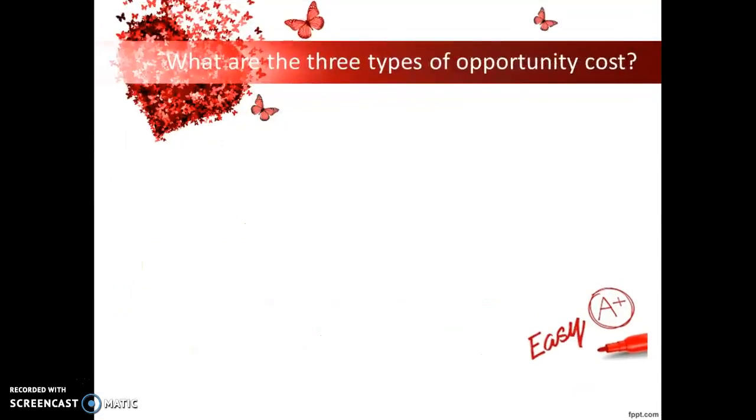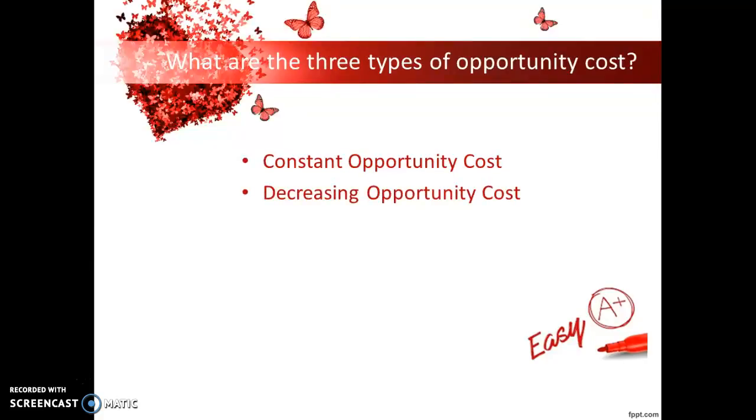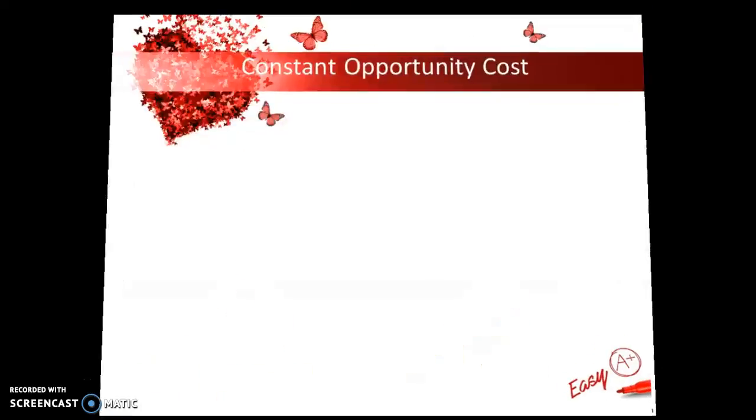Now, what are the three types of opportunity cost? We have constant opportunity cost, decreasing opportunity cost, and increasing opportunity cost. Opportunity cost is represented on something known as the PPF, the Production Possibility Frontier Curve, otherwise known as the Production Possibility Curve, right? So we'll be going exactly into that right now.